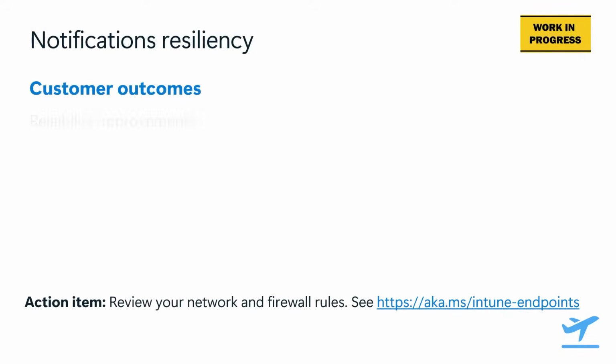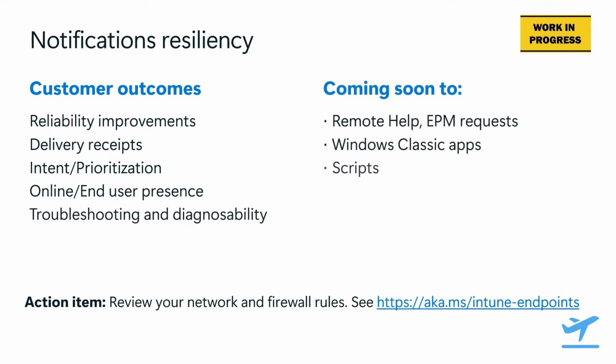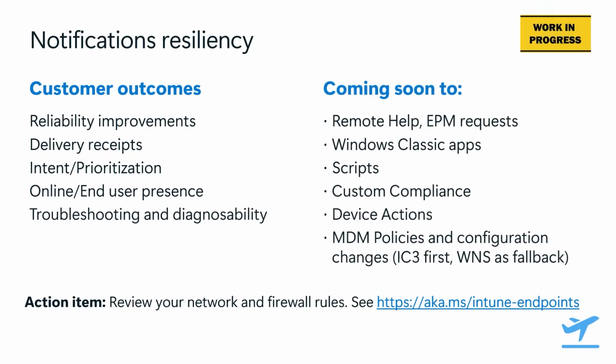More importantly, we've also improved the reliability and diagnosability, including delivery receipts, while unlocking new possibilities in the future like online and end-user presence, all contributing to targeting notifications more efficiently. These improvements are coming first to remote help, and soon to other device actions, the fast lane, and even MDM payloads. All you need to do is ensure your network and firewall rule configuration is up to date with the required network endpoints.